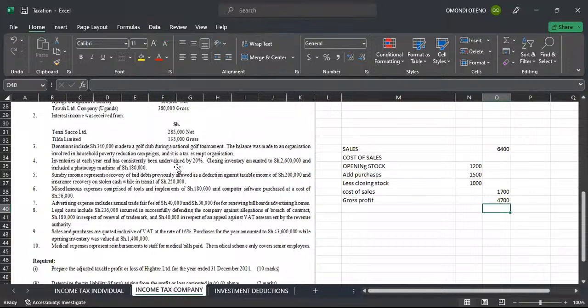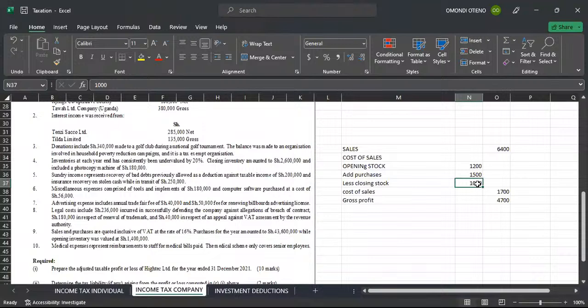Is it closing stock or, yes, closing inventory, and it includes a photocopying machine of 180,000. So let's see. This photocopying machine iko ndani ya closing stock. So we want to see how closing stock affects our gross profit. Our closing stock here is 1,000 and we have a photocopying machine of 300. So tukiweka hiyo photocopying machine inside the closing stock, see what we are having as our gross profit.